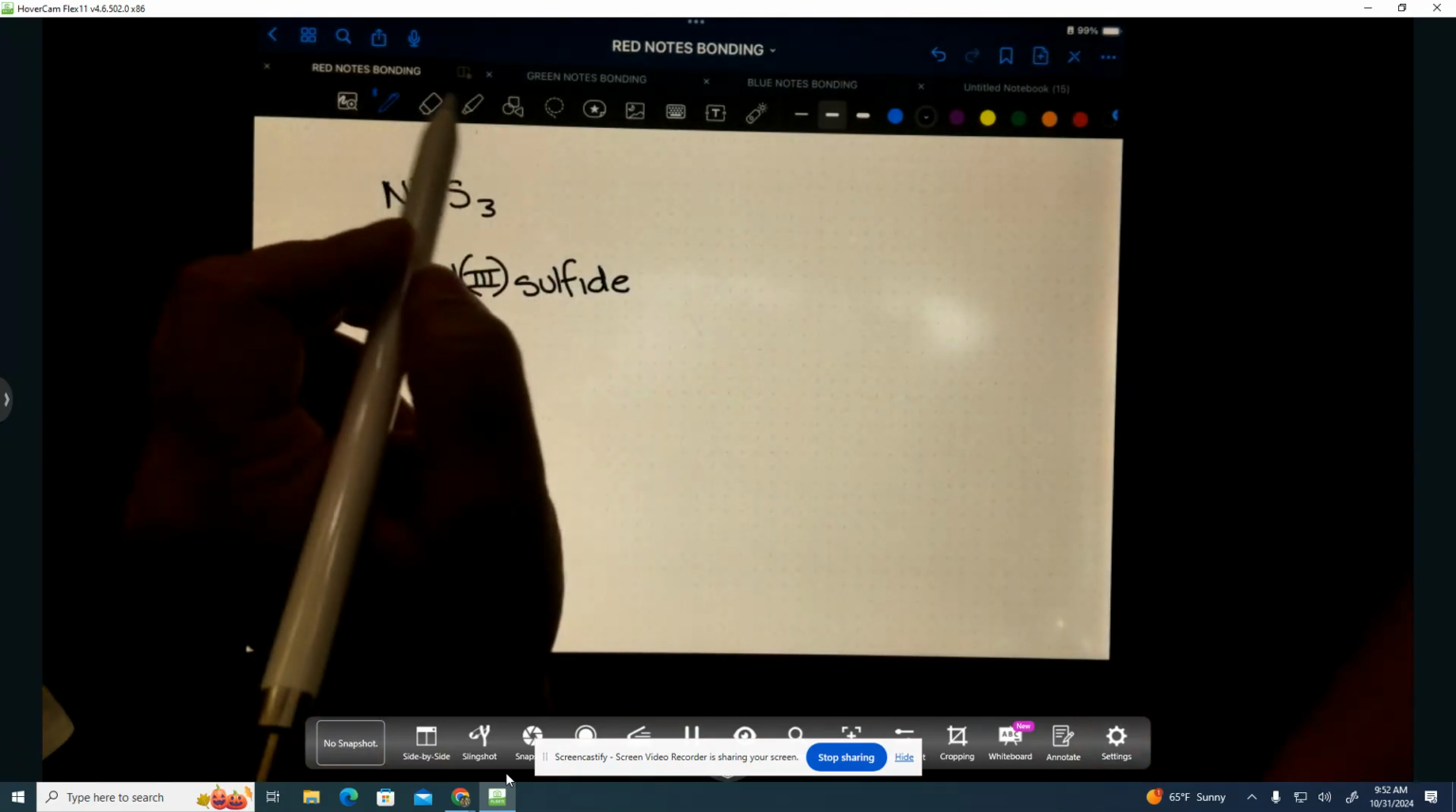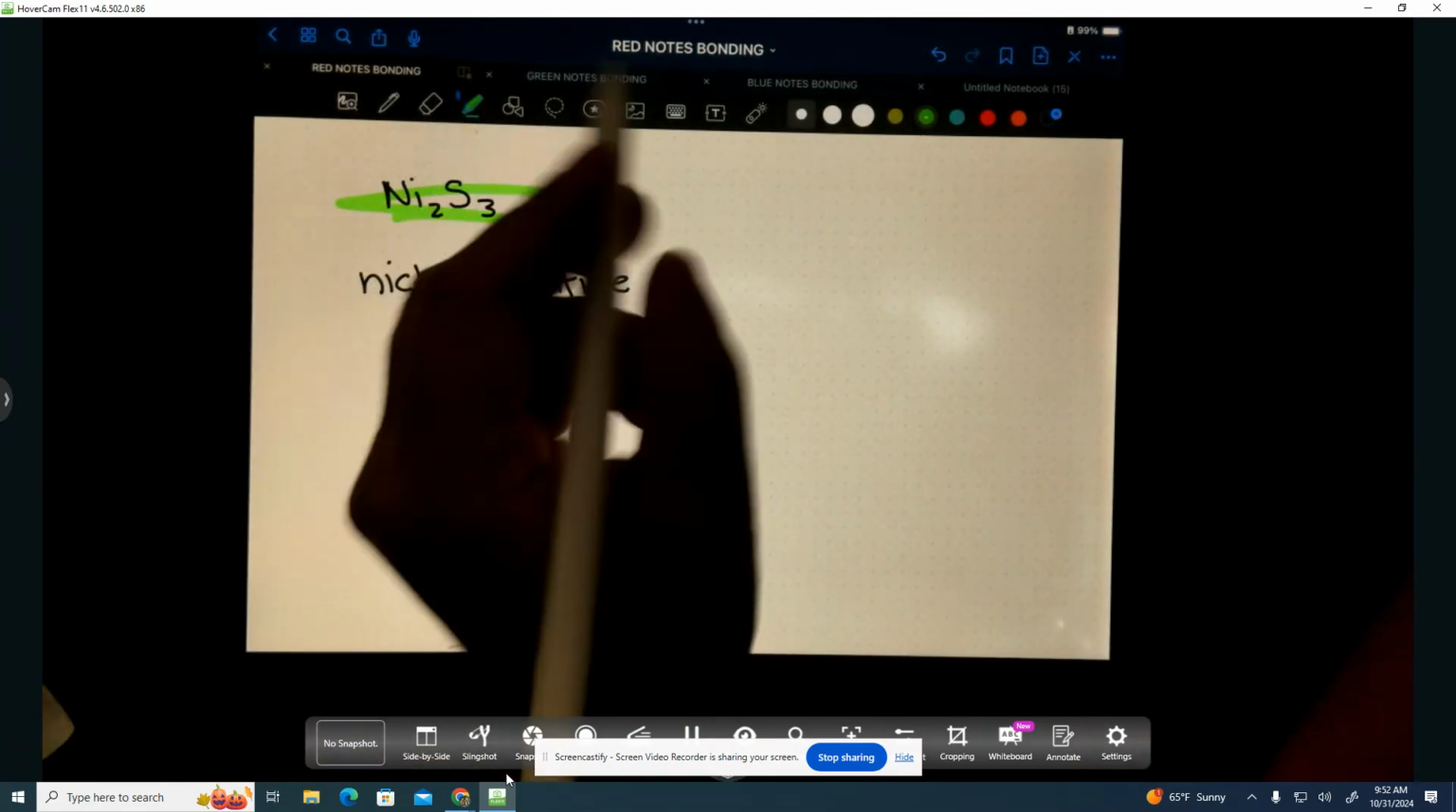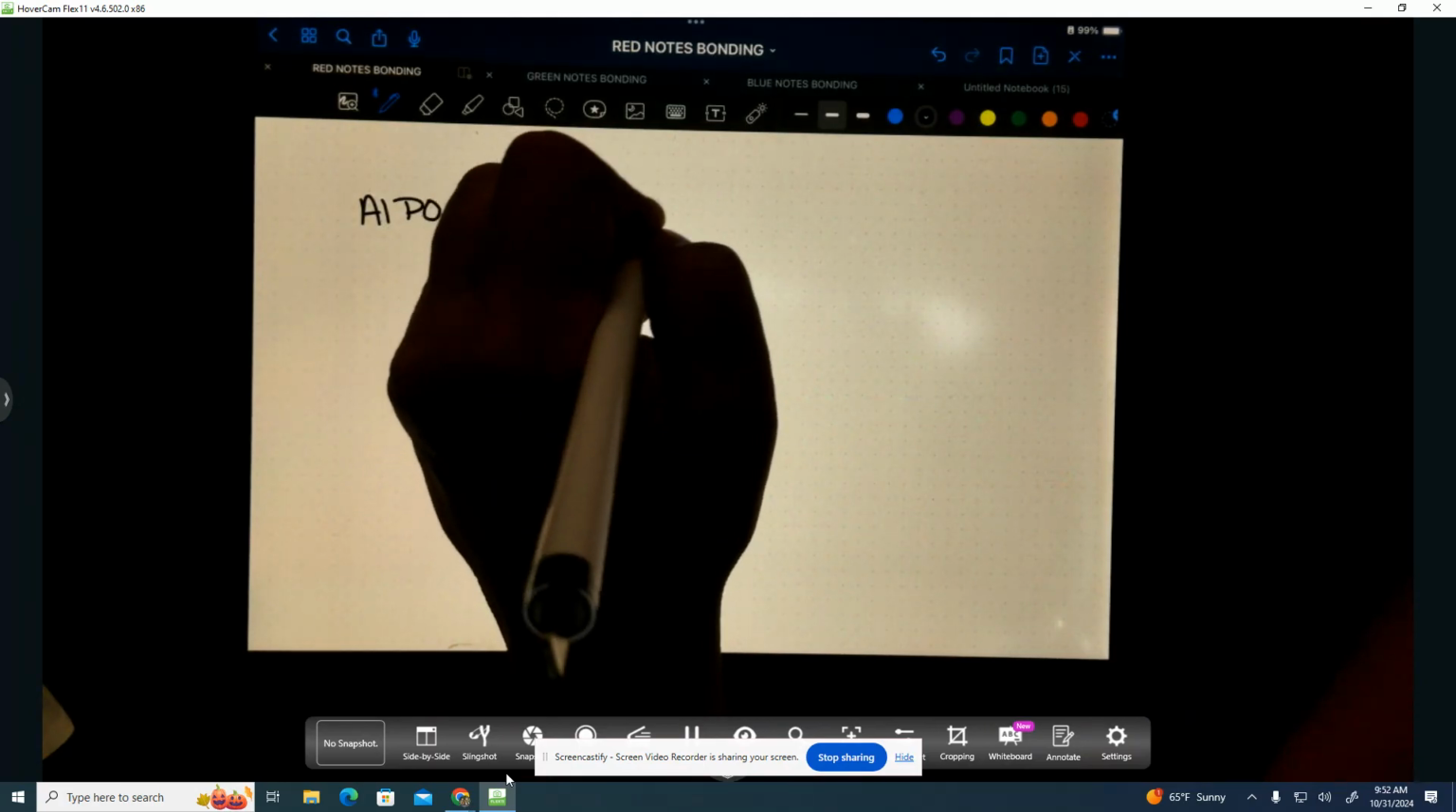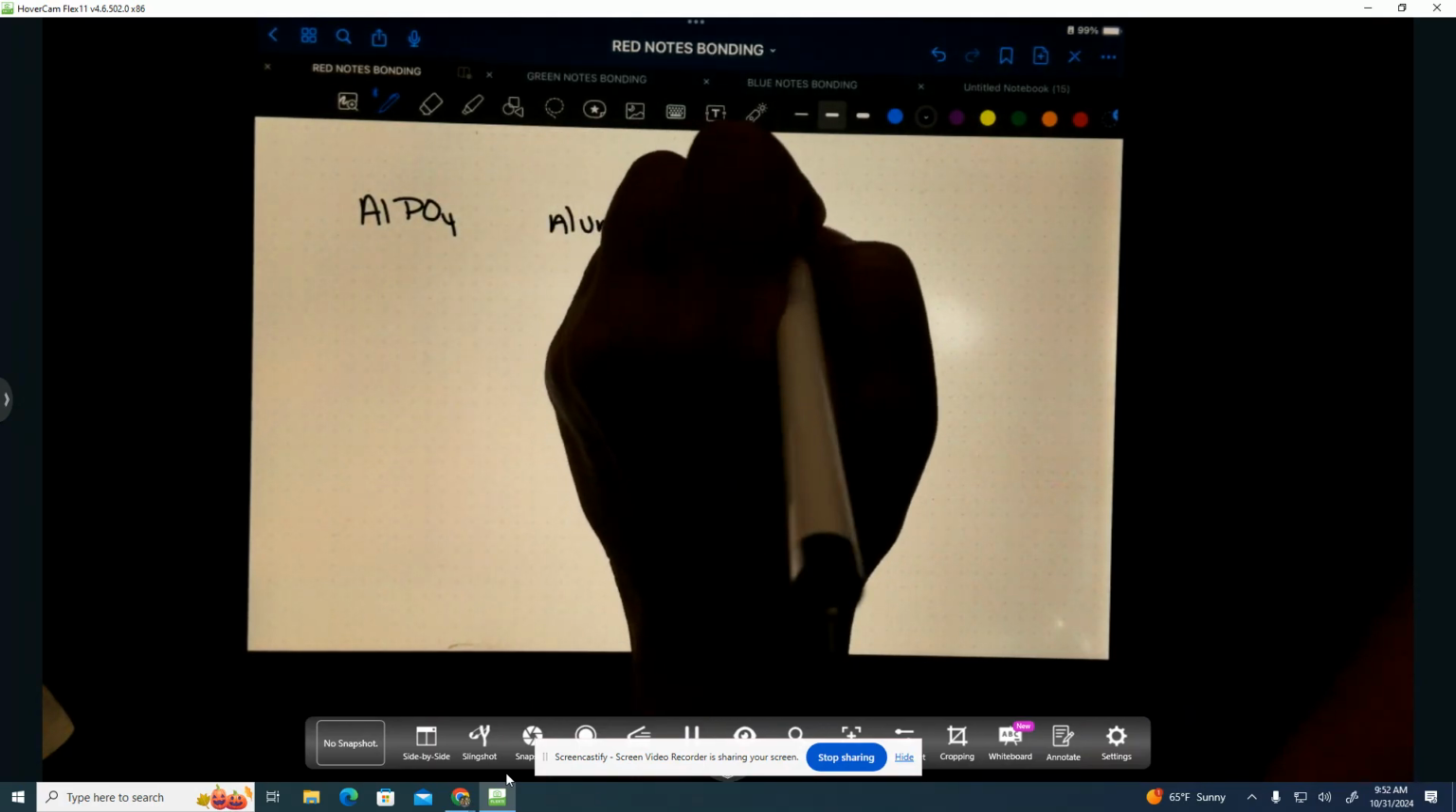All right, let's throw a polyatomic ion in here. Let's do AlPO4. Does it need a Roman numeral? No. Aluminum phosphate.